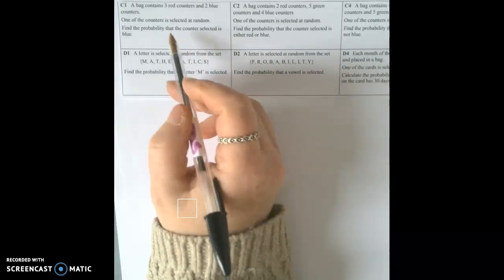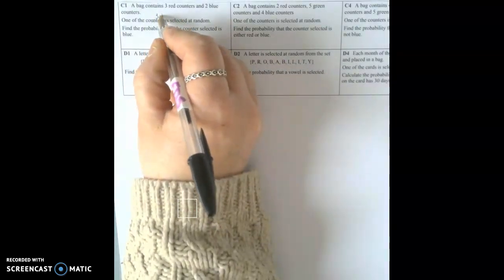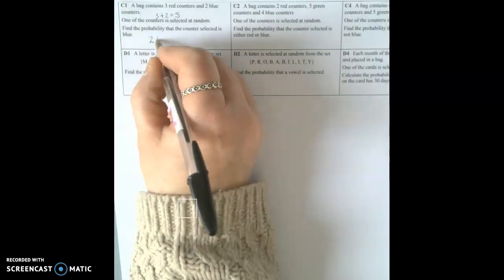So this bag contains red counters and blue counters, and we want to know the probability that a counter selected is blue. So we need to know how many counters we have altogether in our bag. So that's 3 add 2, which equals 5. So we have 5 counters all together. So picking out a blue would be 2 out of 5. We have 2 chances of picking out a blue counter out of the 5 that are in our bag.